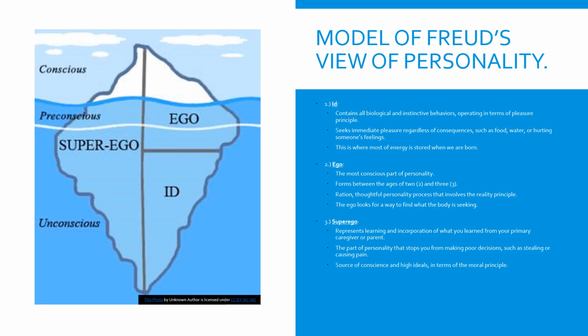So here's a better example of this. The ID, as you can see in this iceberg picture here, is below the conscious and the preconscious, all the way down there in the unconscious. Now the ID contains all our biological and instinctive behaviors, which operate on the pleasure principle. These are things that we seek pleasure for regardless of the consequences, such as food, water, or even hurting someone's feelings. And this is where most of our energy is stored when we are born, just as when you are a child or a baby.